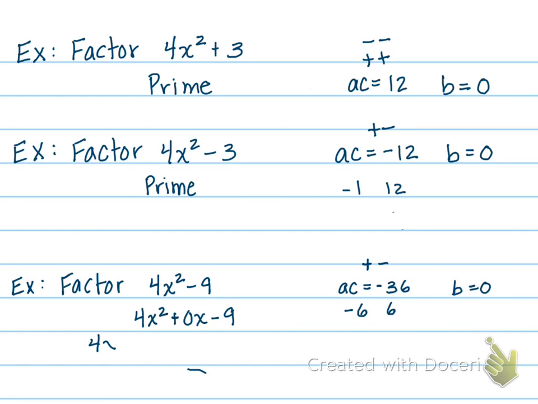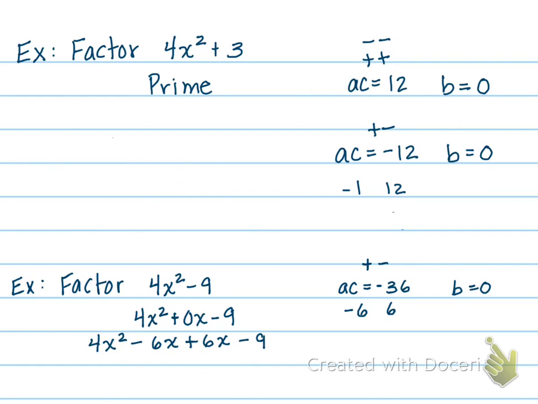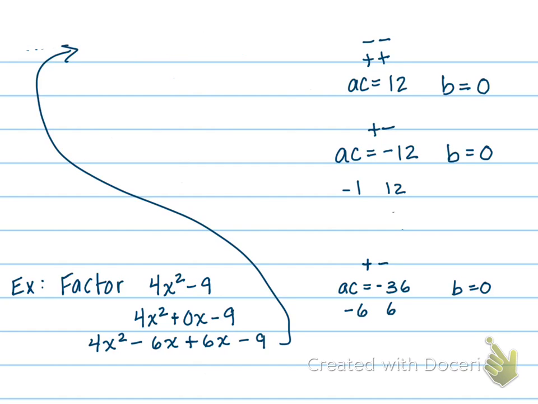So we have 4x squared minus 6x plus 6x minus 9. I'm going to run out of room, I'm sorry. There. So I'm going to factor a 2x out. And we have 2x minus 3. And then factor a positive 3 out. And we have 2x minus 3. And so it factors into 2x minus 3 times 2x plus 3.